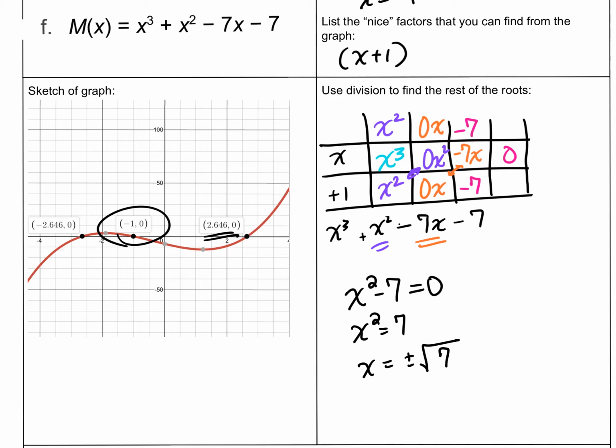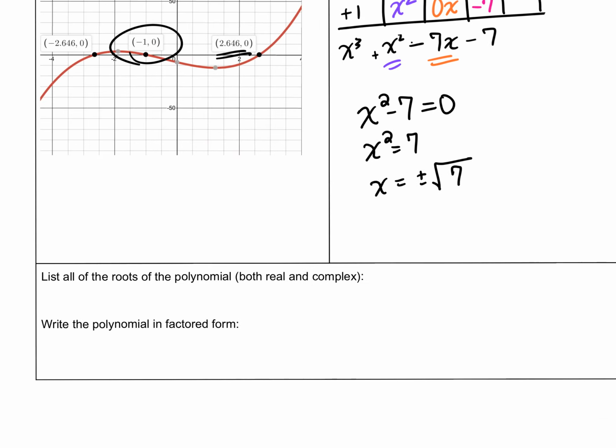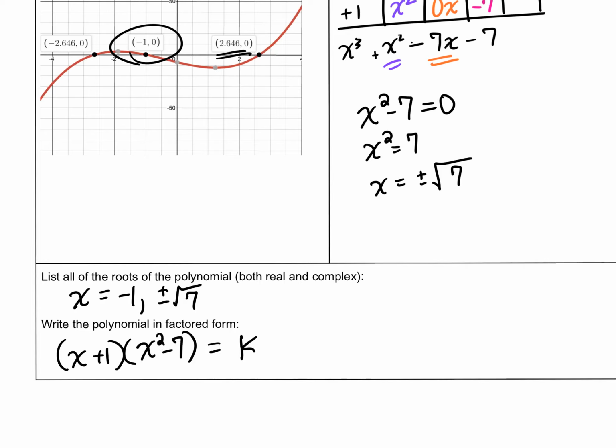Now, the good news is there's no imaginary answers here. There's no imaginary roots. These are all real roots. The bad news is they're still irrational. So when we go to write our answers out, our roots are just x equals -1 and then plus or minus radical 7. In factored form, once again, that's going to be x plus 1, and then it's going to be x squared minus 7 equals, I think this is k of x maybe, or L of x, I don't remember. Once again, we write that as a quadratic for the factor because it doesn't give us rational roots.